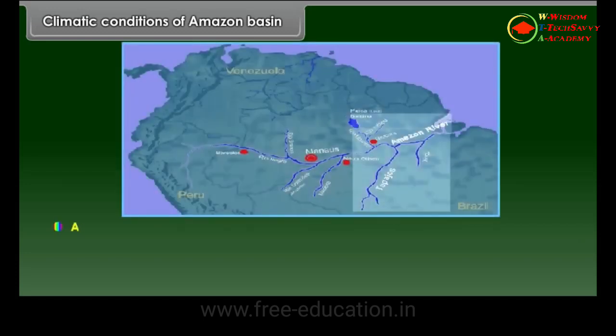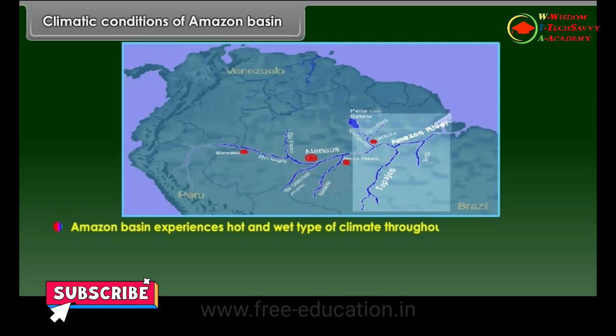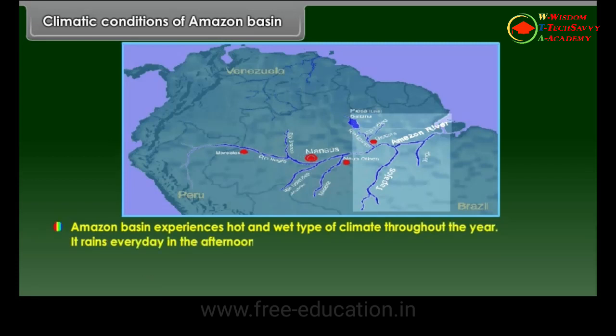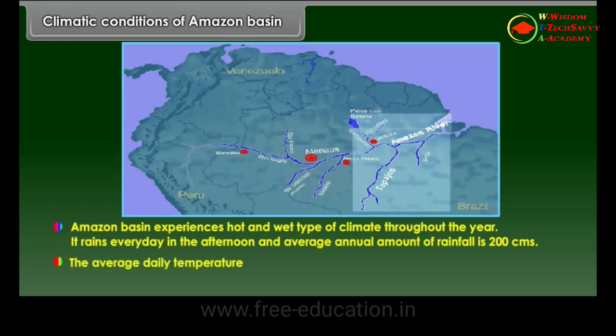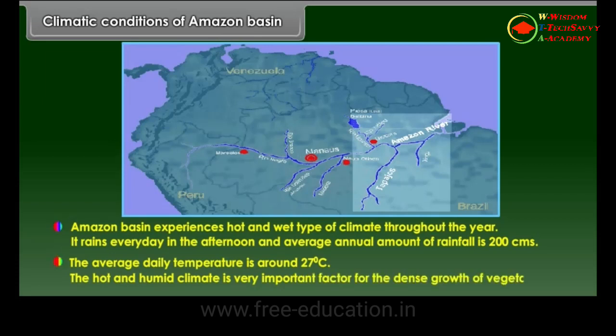Climatic conditions of Amazon basin. Amazon basin experiences hot and wet type of climate throughout the year. It rains every day in the afternoon and average annual amount of rainfall is 200 centimeters. The average daily temperature is around 27 degrees Celsius. The hot and humid climate is a very important factor for the dense growth of vegetation.